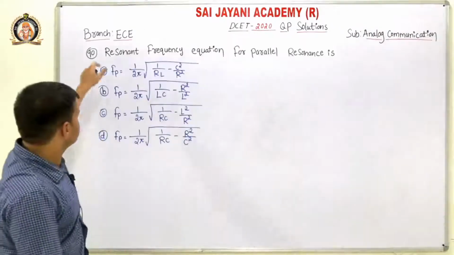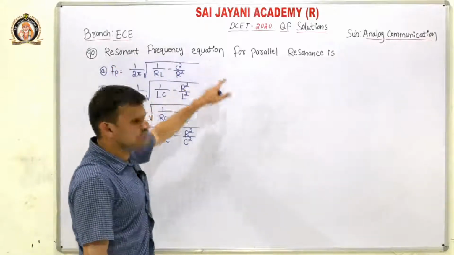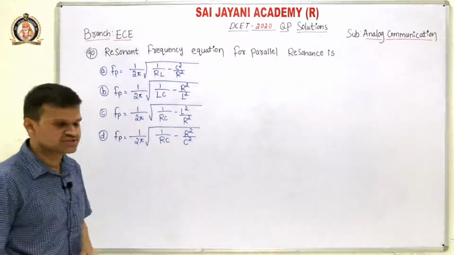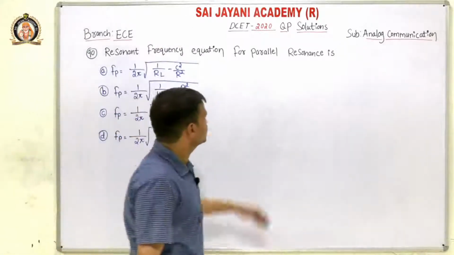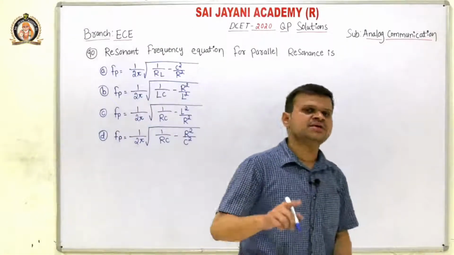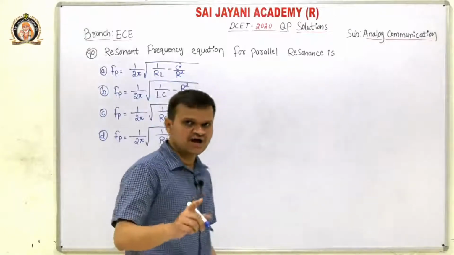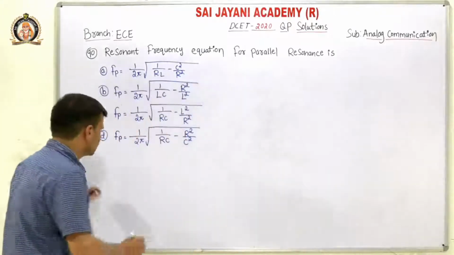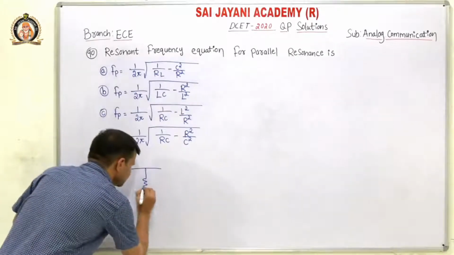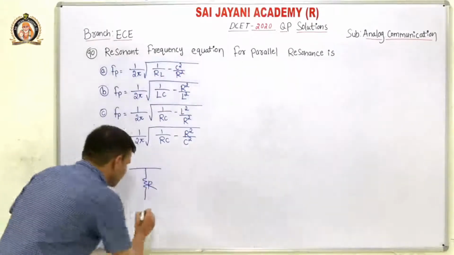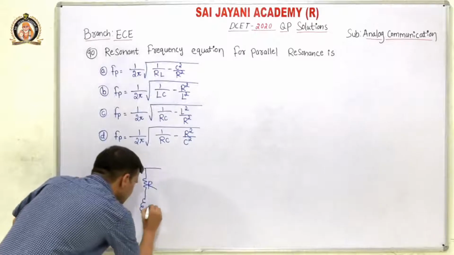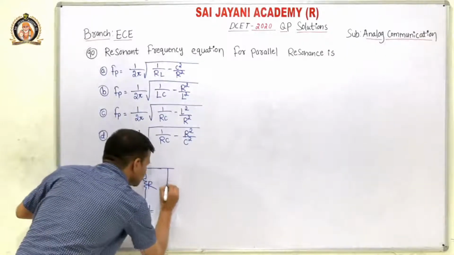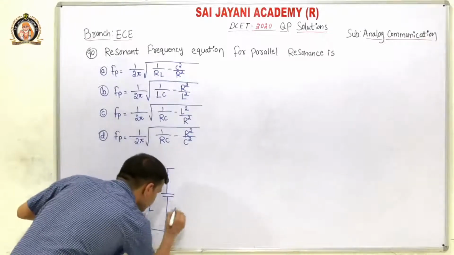The question number 90, the resonant frequency equation for parallel resonance is, they have given 4 options, and we already know that the parallel resonance circuit mainly consists of the resistor R, the inductor L, and the capacitor C. Consider here the resistor R is connected in series with the inductor L. Across this, the capacitor C is connected.